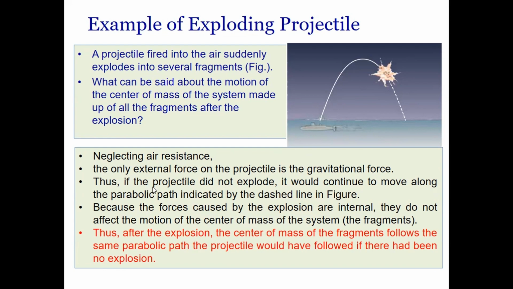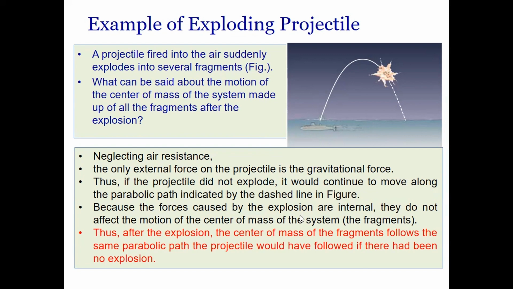So we know very well, according to classical mechanics, a projectile, if it does not explode, will continue to move along a parabolic path. As indicated by the dashed line in this figure, it will trace an equation looking like a parabola, where y is proportional to x squared.